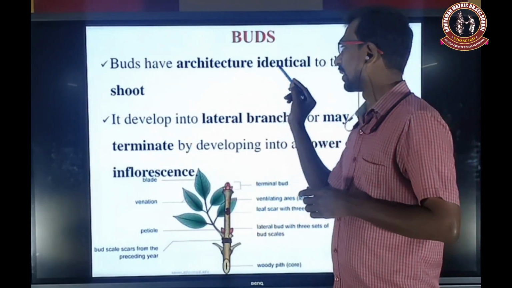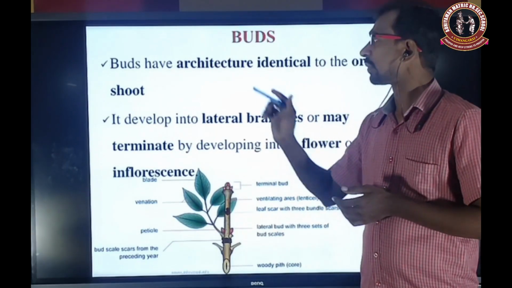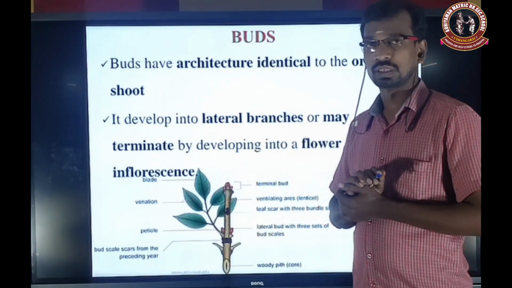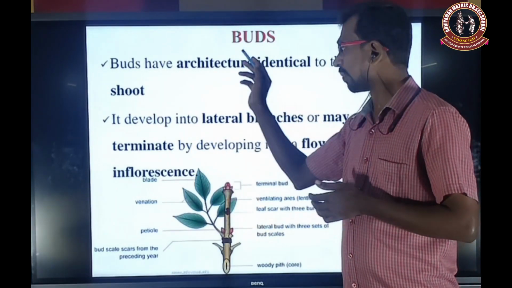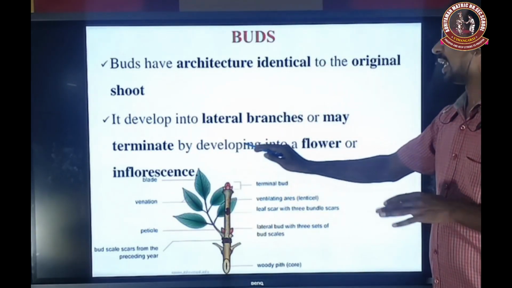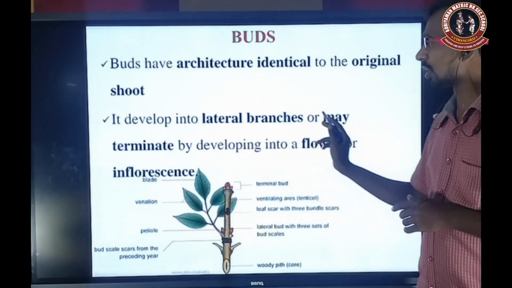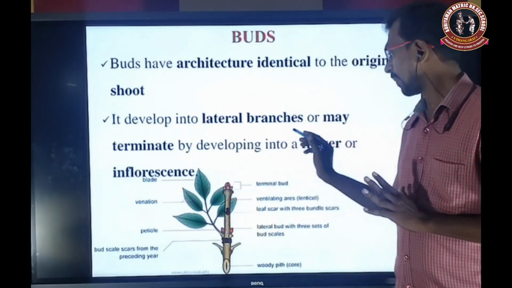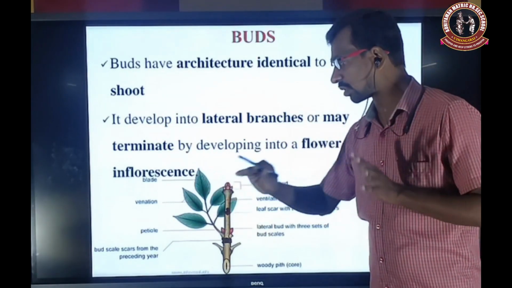The bud has an architecture identical to the original shoot-like structure. It develops into lateral branches or may terminate. So the bud may develop into a lateral branch or it may be in the terminal position, and later it will develop into a flower or inflorescence. When the flower is formed, that is the end of the growth. The collection of flowers is called an inflorescence.